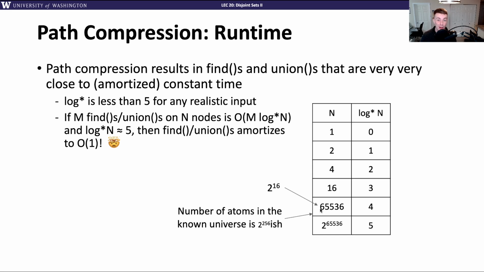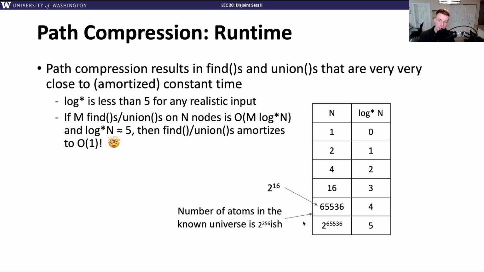Astronomically probably isn't even the right word. That is a stupidly large number. For reference, there are about 2 to the 256 atoms in the whole universe. That is so many more elements. So there is no way you will actually have a data structure with this much stuff. You would probably need all of the computers in the world combined to get anywhere even close to that. So for any sized input, this log star is going to be less than 5. So this is essentially constant time.